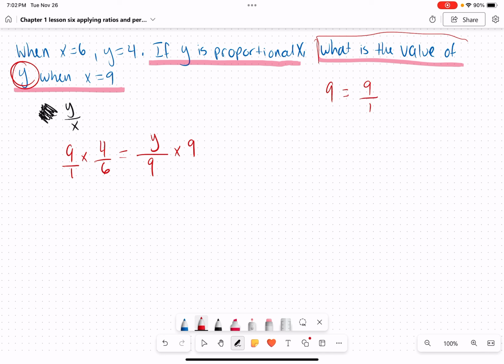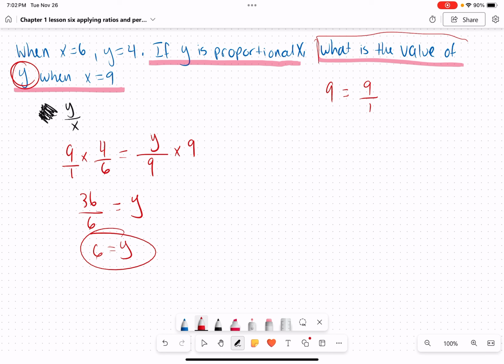Now we can cross multiply. 9 times 4 is going to be 36, and then 1 times 6 is just 6. Of course, the 9 and the 9 here cancel out because 9 divided by 9 is equal to 1, so we are left with 1y. And 36 divided by 6 is, of course, 6. So the value of y is 6.